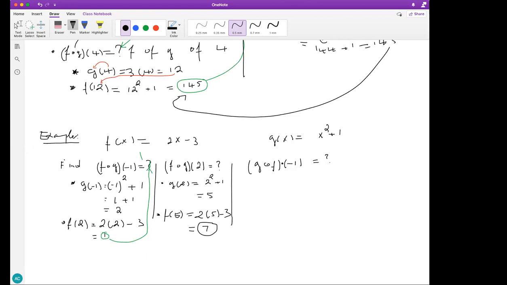G of F of -1. What evaluation do we do first? F. X to the power plus 1. That's right, we do F.